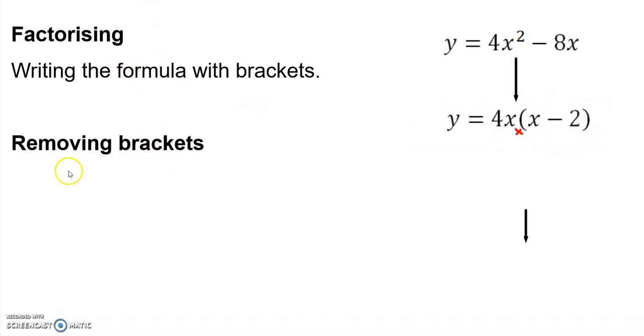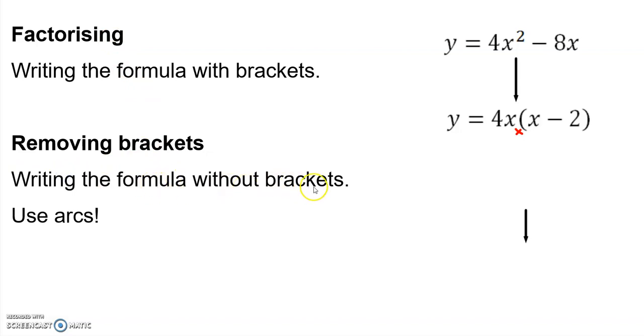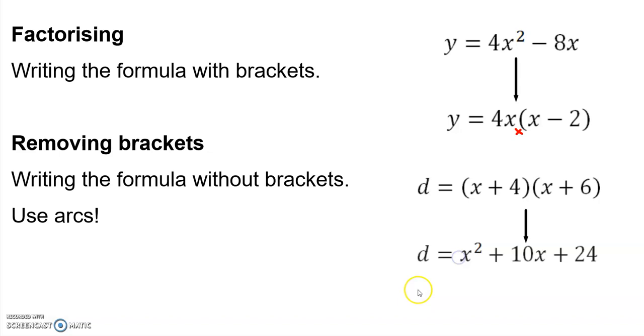But the other way around, that's called removing brackets. So writing the formula without brackets, and we do that by using arcs. For example, suppose you do have this formula. This is a formula in factors. When you write it without brackets, we do that by using arcs, and I will show you later in this video. So when you remove the brackets, you will end up with this formula. And it's the same formula, only this time without brackets. And you see, we have terms.